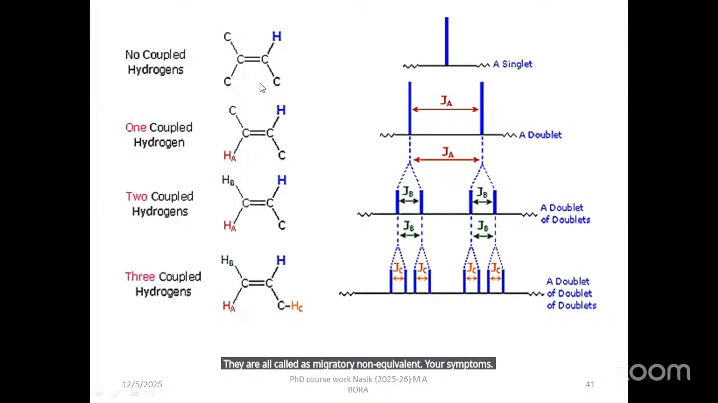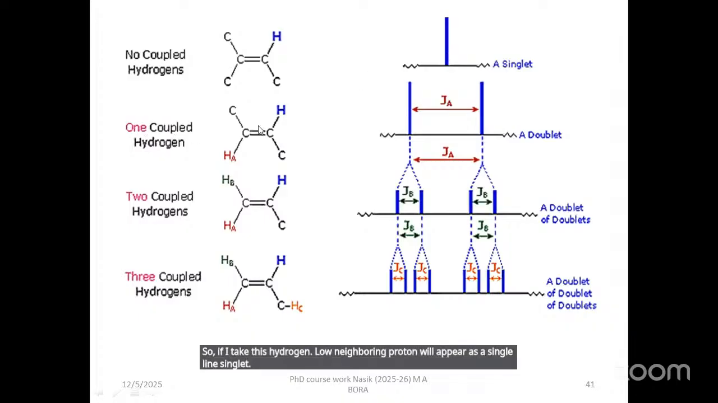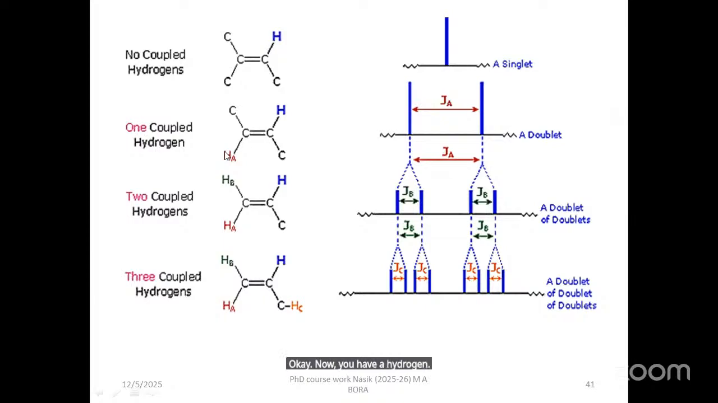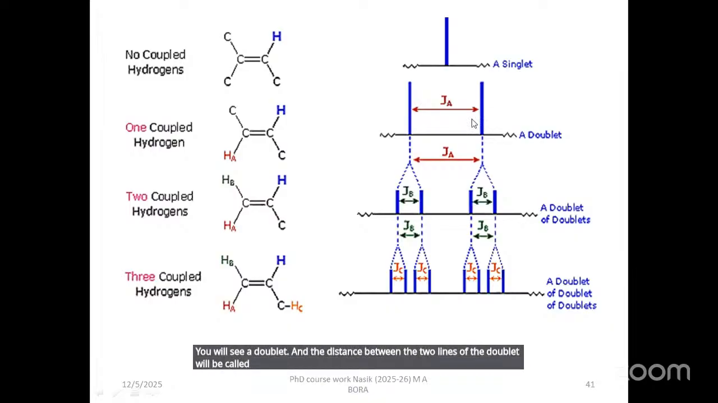So how does the spectrum become complicated now? After first order splitting, we are now talking about second order splitting. If I take this hydrogen with no neighboring proton, it will appear as a single line, a singlet. Now you have a hydrogen coupled with another hydrogen, so these two hydrogens are coupled with each other. You will see a doublet, and the distance between the two lines of the doublet is called the coupling constant.